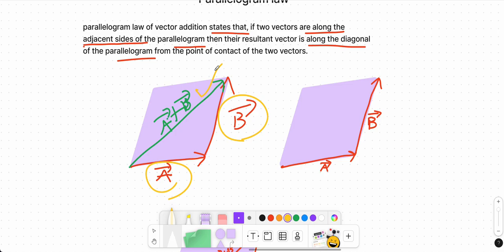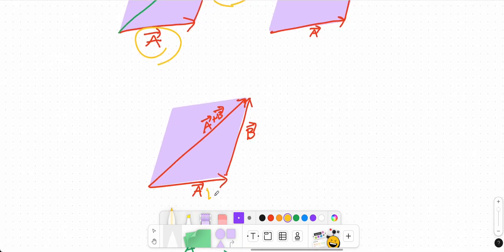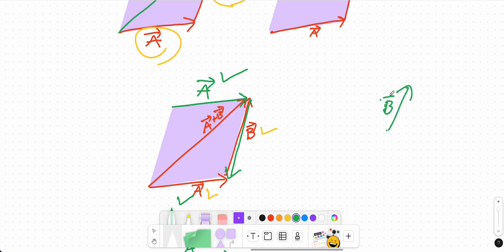Now I will give you one more interesting thing. So if this is a and this is b, then a plus b resultant we got. What if I will take a like this? Don't worry, this a and this a are the same thing, no problem. And this I will take another vector. What is this? If this is b, then this must be minus b. So I am taking this as minus b.